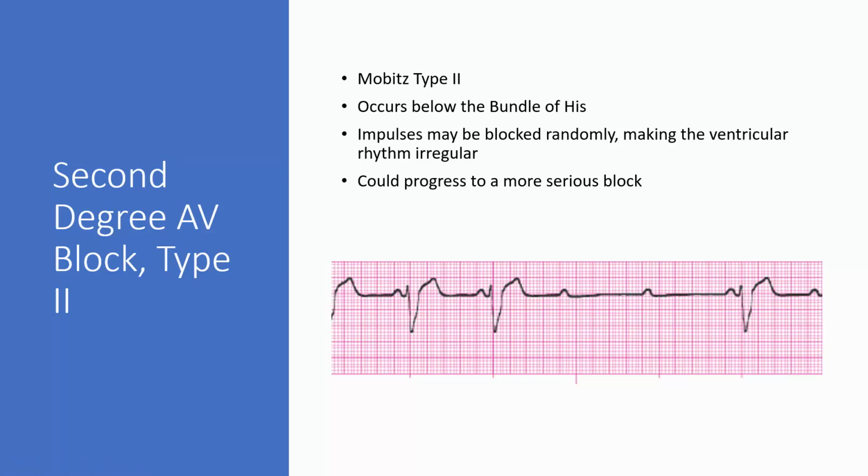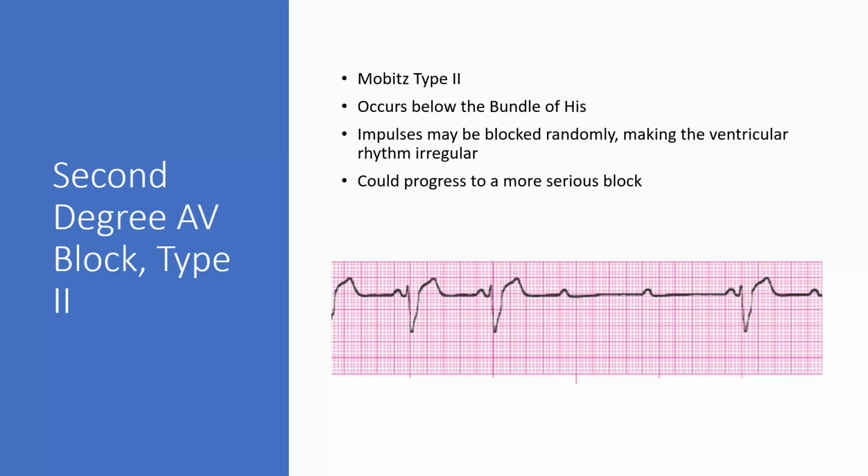So we're going to do the 5-step method right here. Your rate is going to vary. I can't tell you what the rate will be because it just depends. Your rhythm could be regular or it could be irregular. Either one. P waves, you do have a P wave before every QRS complex, but they will be positively deflected.